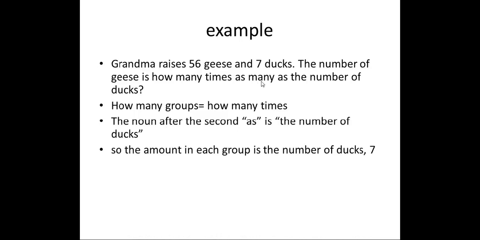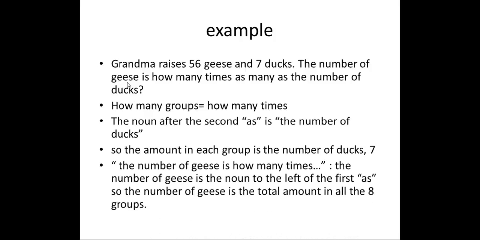Then the number of geese is to the left of the as, whether it's in front of the first or the second as. It doesn't matter. As long as a noun or a subject is to the left of this as or that as, then that noun is the total amount in all the groups. So the number of geese is the total amount in all the groups.